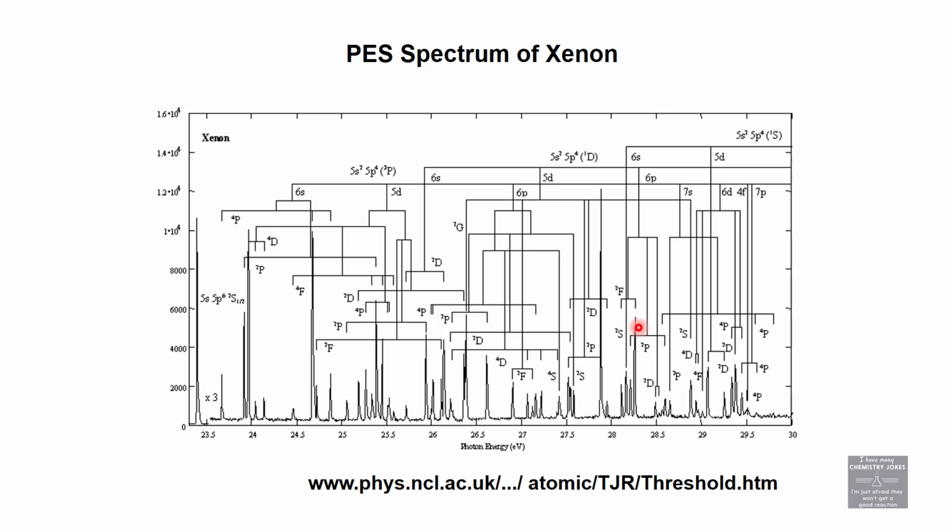Here's a pretty complicated PES spectrum of xenon, because xenon has a ton of electrons. We're going to see much simpler PES spectra in our connectivity and problem sets, but we're using these electron spectrums to determine the organization of electrons within an atom. That's what we're using all this for.